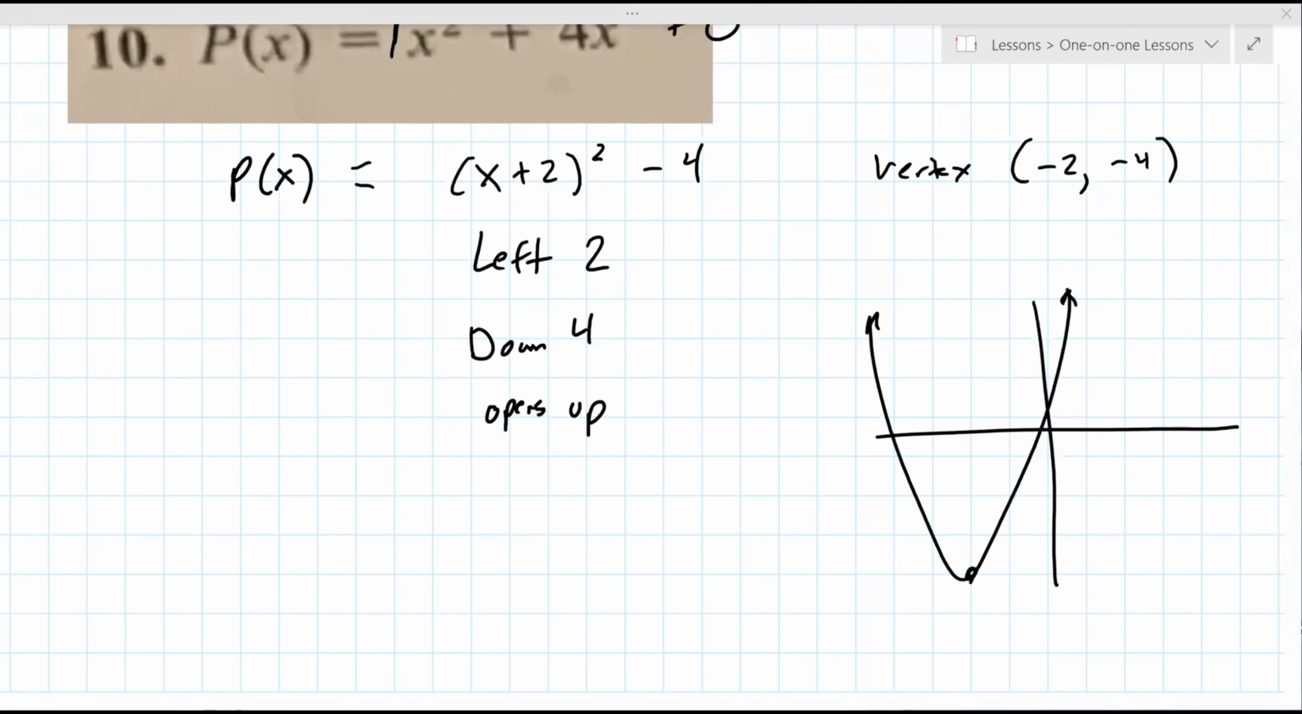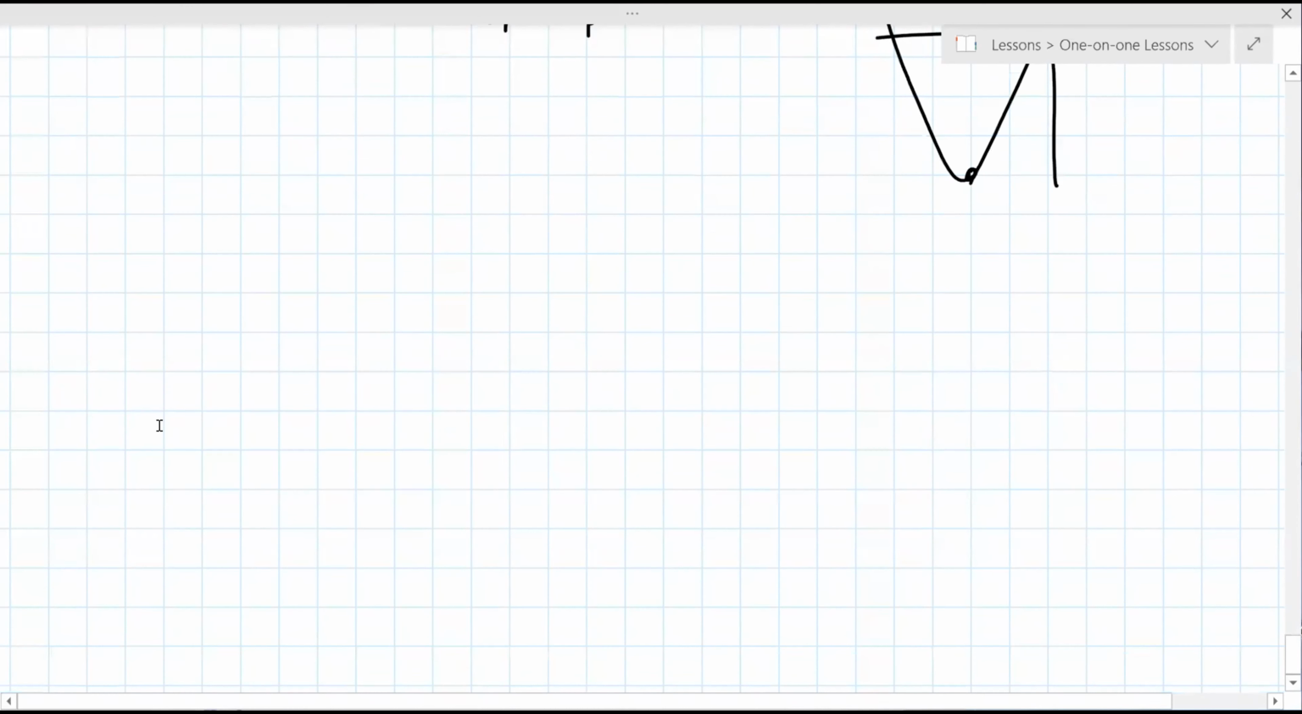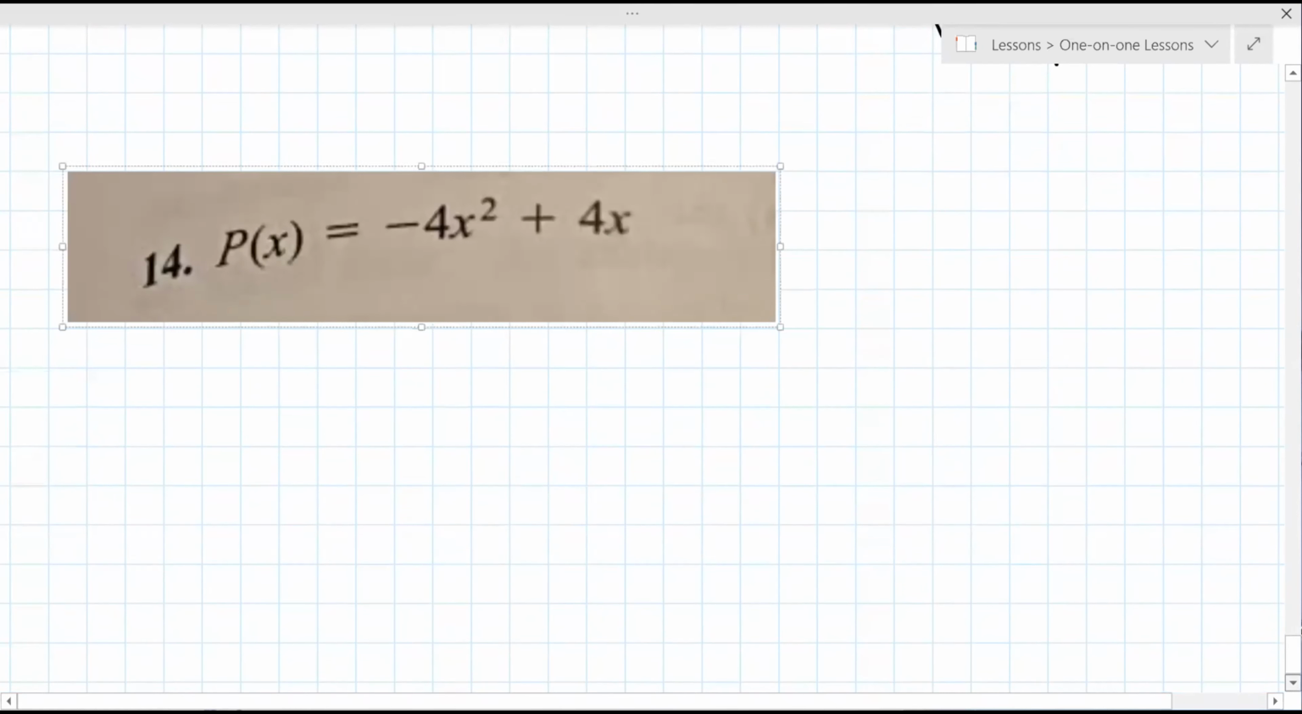Perfect. All right, and now on to number 14. This one's a little different. There's a -4 in the front. What does that mean for the equation? Well, the first thing it means is it opens down. I mean, we talked about that a couple of times. The process is the same, though.